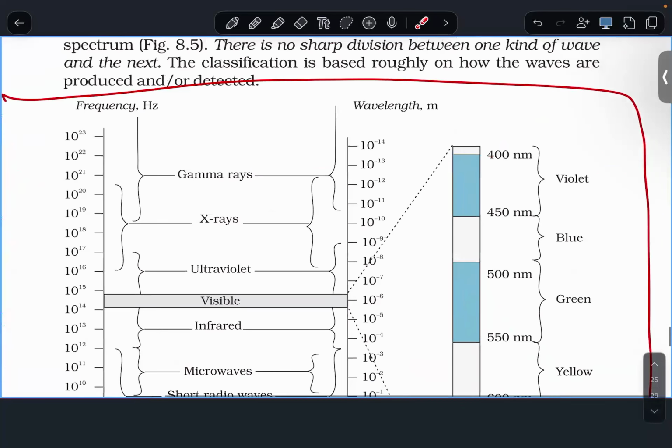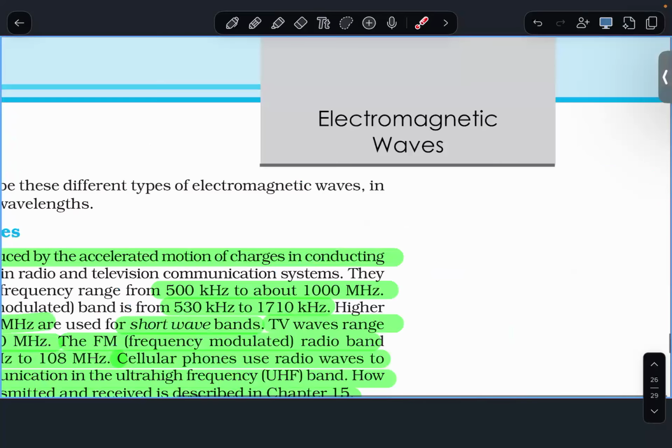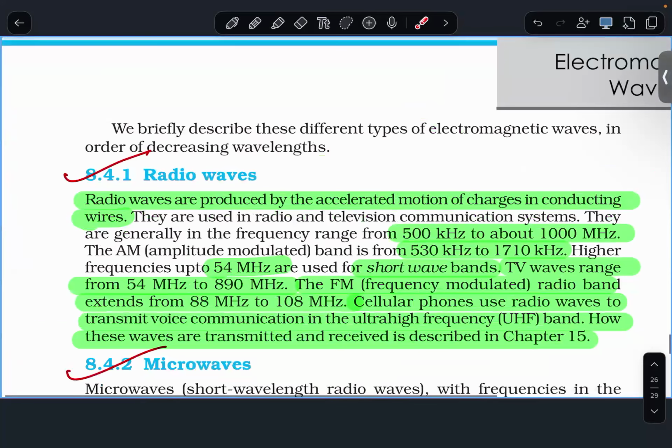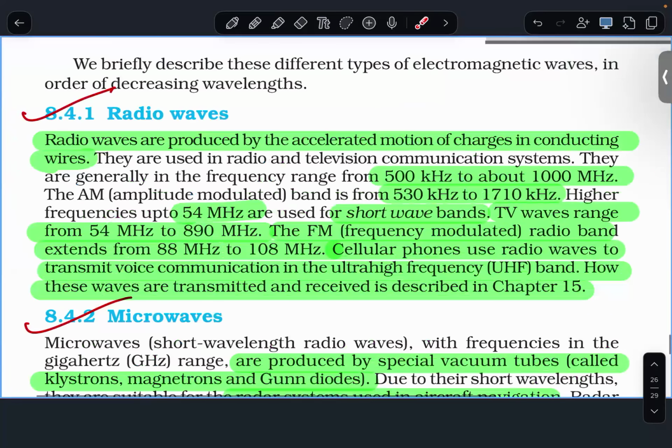Right. Now, you will deal with them one after the other. For example, you take radio waves. How are radio waves produced? Radio waves are produced by the accelerated motion of charges in conducting wires. How and all that is not your headache right now. I told you, what I am giving you is just information. That is the reason why I skip that. You learn it in engineering.